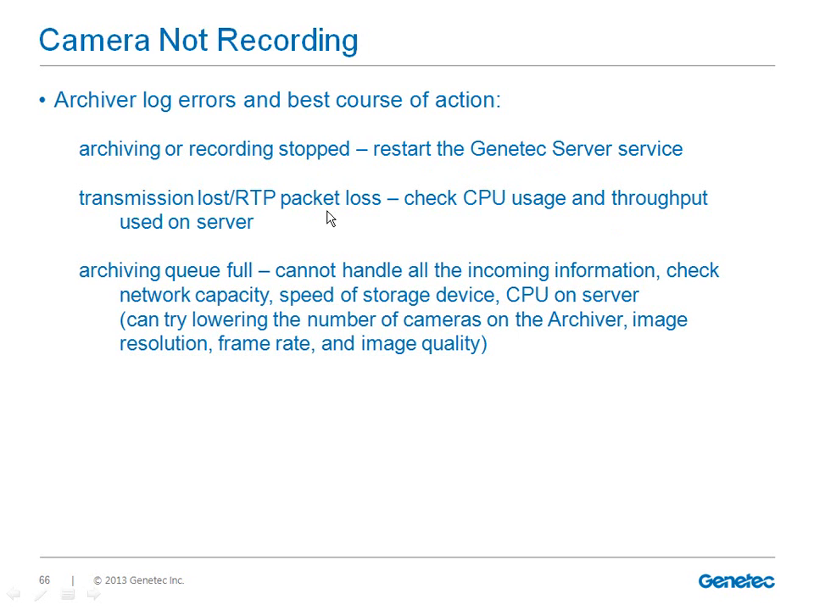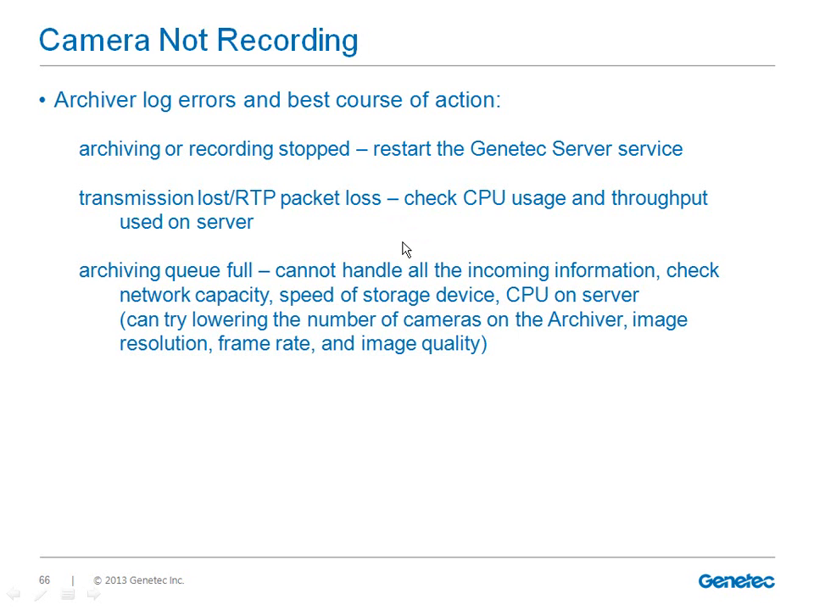For transmission lost or RTP packet loss messages, take a look at the CPU usage of the server hosting the archiver role, and take a look at the network usage as well. For a standalone archiver, which is one without a directory server running, the CPU usage must be less than 60% on average, and we shouldn't be exceeding 300 megabits per second of total network throughput.